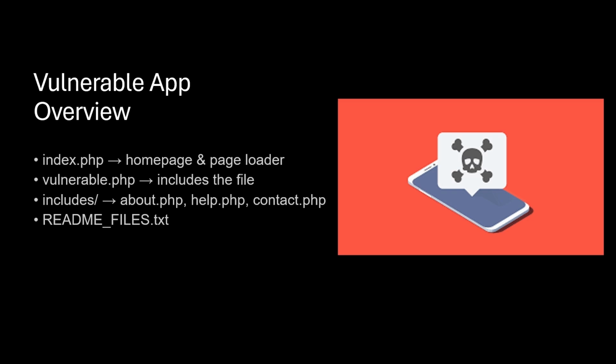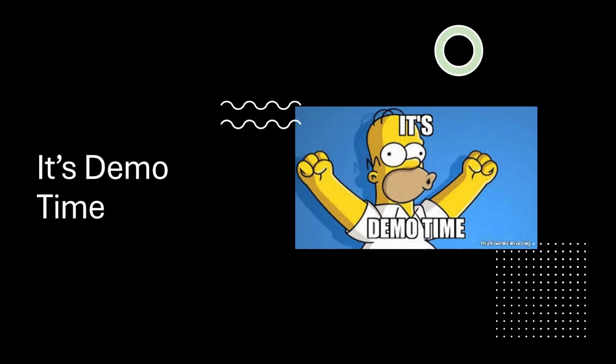Right, so before I begin with the video demonstration, let's look at the application layout itself. So there's index.php, which loads pages, and vulnerable.php, which handles the dynamic include logic. The includes folder has normal demo files like about and contact. But the vulnerability allows us to break out of the directory, as you will see in the video demonstration.